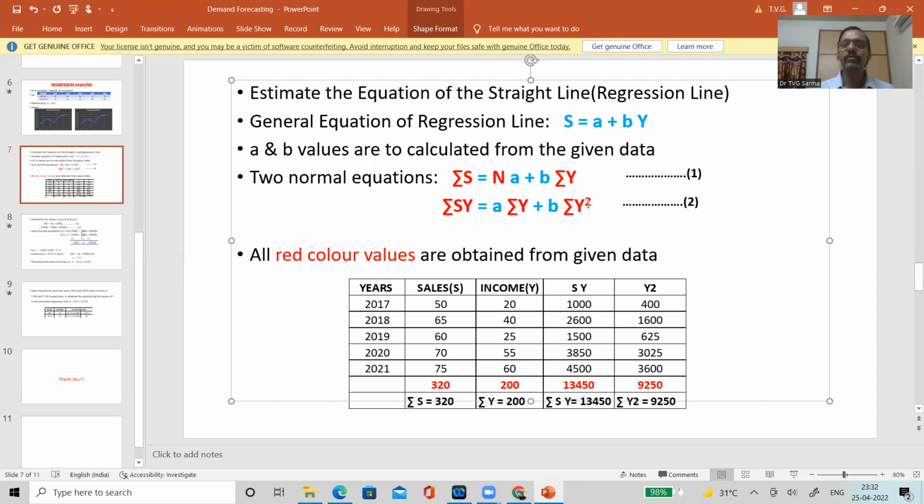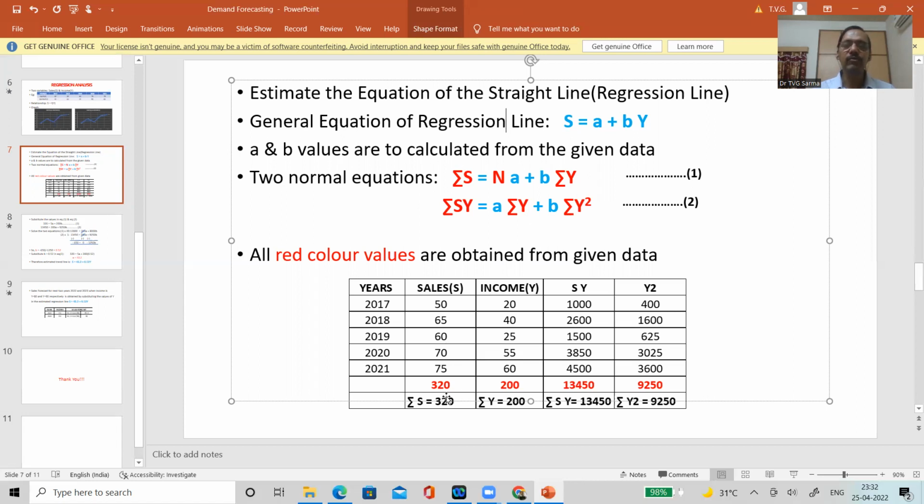So here you may be seeing that only the variable is different, but the procedure is one and the same. All the red color values are obtained from the given data. All this which is highlighted in red is directly obtained from the data. We don't have to remember anything about what is to be calculated. The equation only tells you what exactly is to be calculated to obtain the values of A and B.